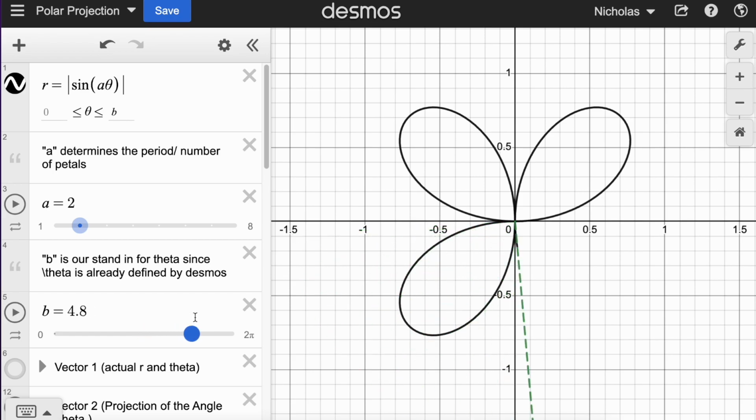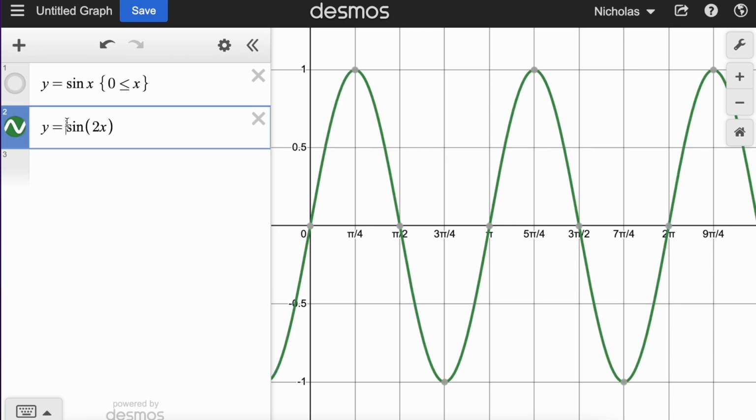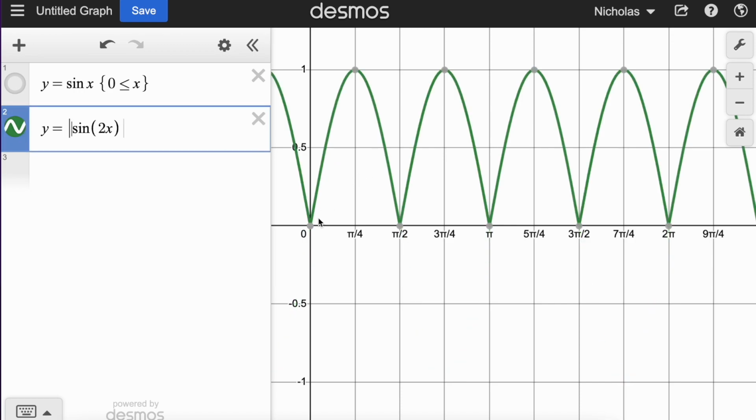1, 2, 3, 4. It's never going in the opposite direction. So if I throw absolute value of this, I'm always in the same direction. Up to 1, back to 0. Up to 1, back to 0. Up to 1, back to 0.